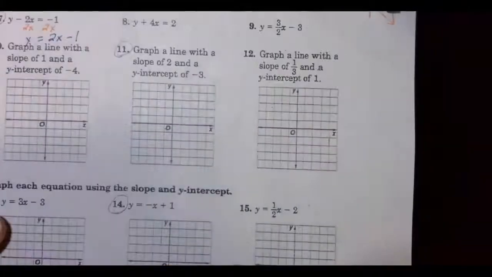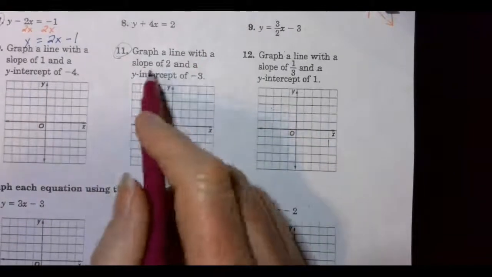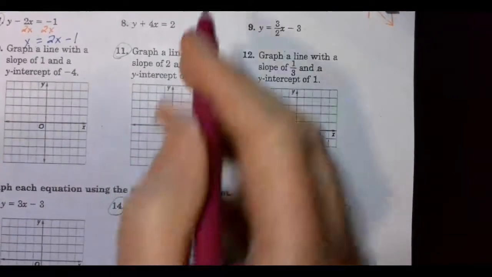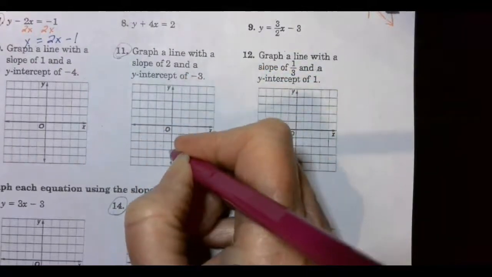Speaking of which, number 11 says it wants us to graph a line with a slope of 2 and a y-intercept of negative 3. So we always begin with the negative 3. We're going to plot that. 1, 2, 3.